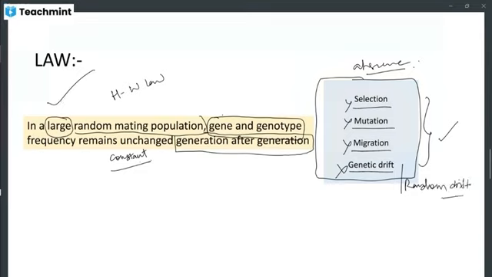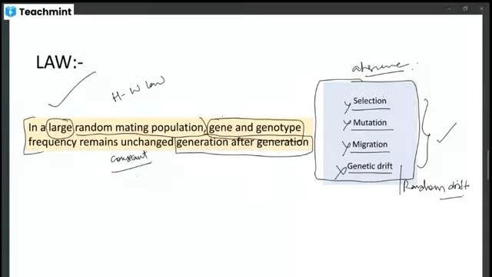So this is the law. You need to remember every single word, right? In a large random mating population, our gene and genotype frequencies remain constant or unchanged generation after generation if there is no selection, mutation, migration, and genetic drift, right? Is it okay? Did you guys understand what the Hardy-Weinberg law defines? Is it okay, guys?